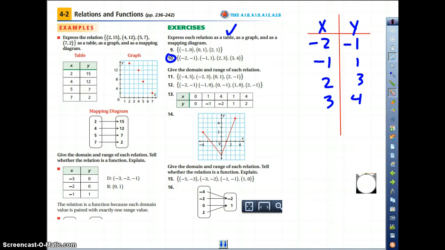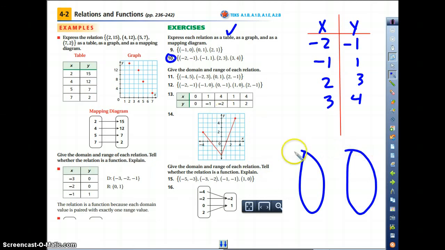They want it as a mapping diagram. So let's make a mapping diagram. Here's my X values. Here's my Y. If any repeat, you don't repeat them. -2, -1, 2, and 3. I have -1, 1, 3, and 4. And we're going to map this out. That goes to that. That goes to that. That goes to that. That one goes to that one.